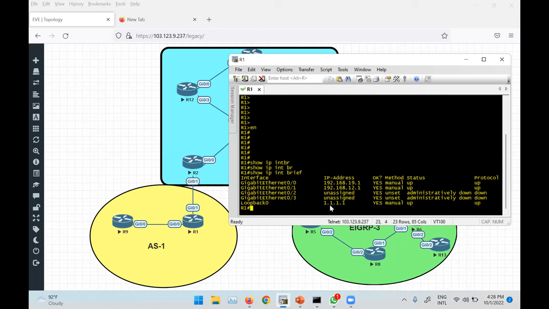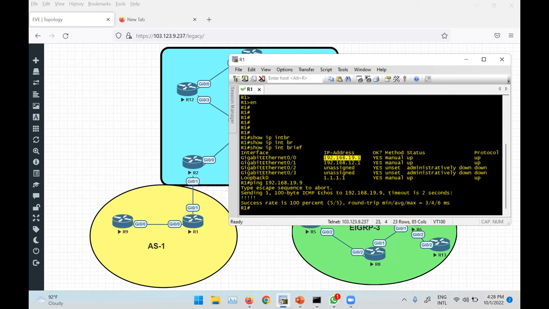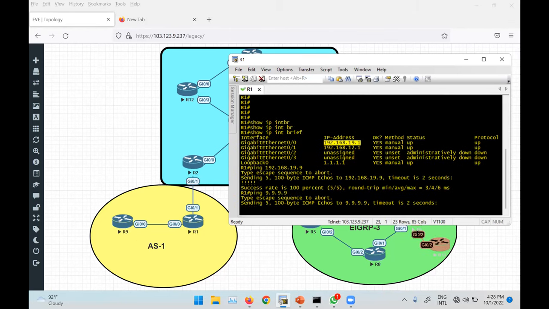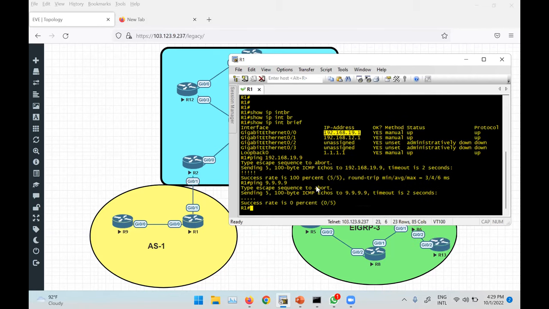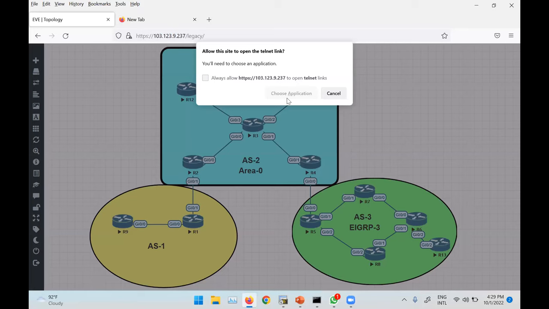So next step, you have to check whether you are getting a ping response from R9. So what will be the IP for R9? 192.168.19.9. Right. So you are getting a response from R9. And then you have to check whether you are getting a response from the loopback interface IP of R9, that is 9.9.9.9. So check whether you are getting it or not. So you are not getting a ping response from the R9 loopback, right? Yes. Okay. So then we have to go to R9, right? Yes. Okay. Then move on to R9.